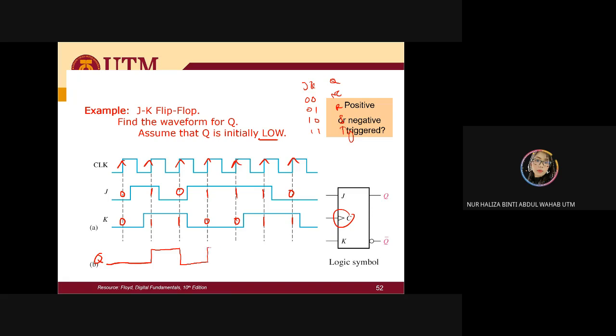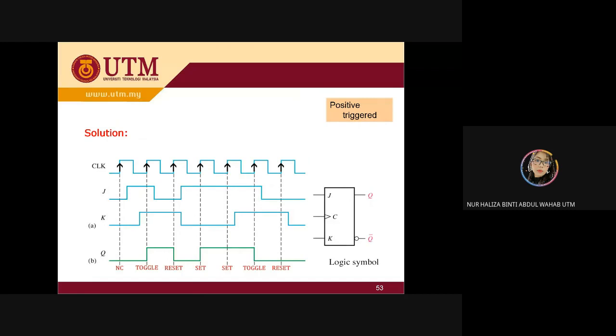I'm going to set until I meet another one. Similar, set also until I meet another clock. 1, 1, it will be toggle. And 0, 1 will be reset. So I continue. So this is my answer for my Q. For Q bar, of course, you just toggle everything following your Q.